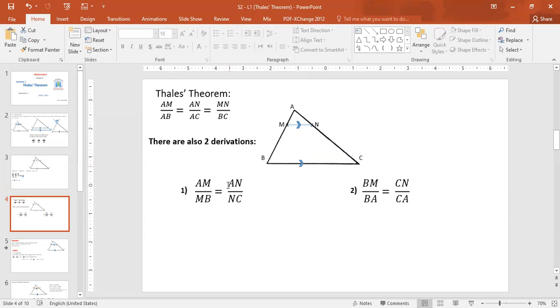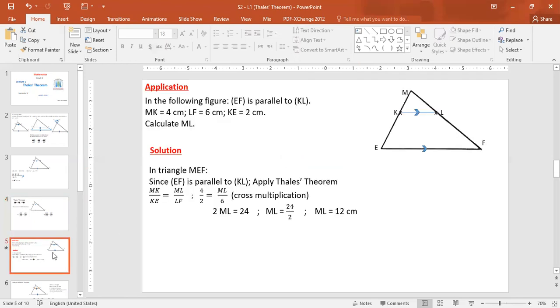Here we can also, as I said, use two other ratios taken from Thales theorem. The first ratio is AM over MB is equal to AN over NC. Here, as you can see, I didn't start both ratios by A. Or we can say it opposite: BM over BA is equal to CN over CA. So this is the basic Thales theorem, and these two ratios can also be used.